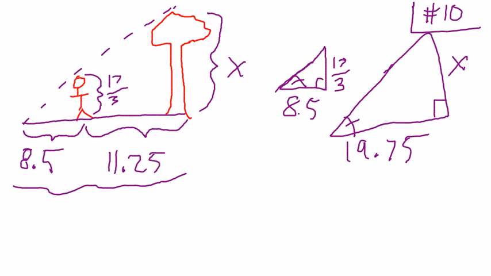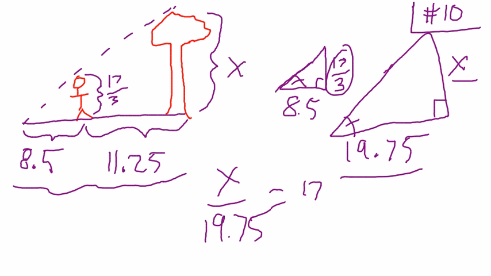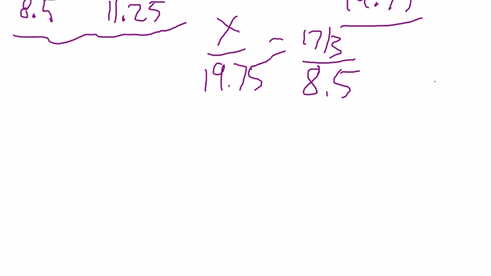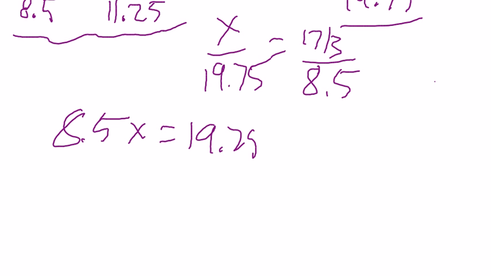So again, make your life easy. Put x in the numerator and do x over 19.75 equals 17/3 over 8.5. And go ahead and cross multiply to get 8.5x equals 19.75. Sorry, it's kind of sloppy.